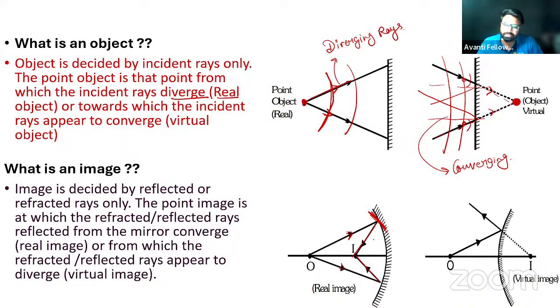Here, if you will see these rays, the reflected rays after reflection are definitely meeting at this point, which means this point is nothing but the real image of the object.